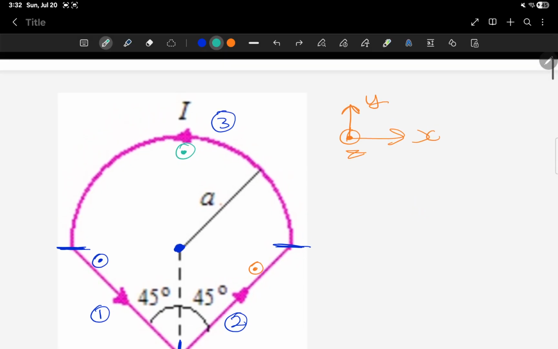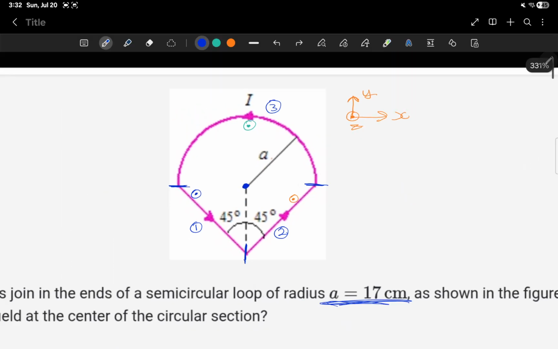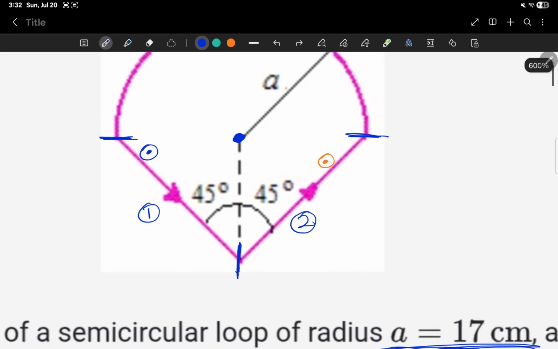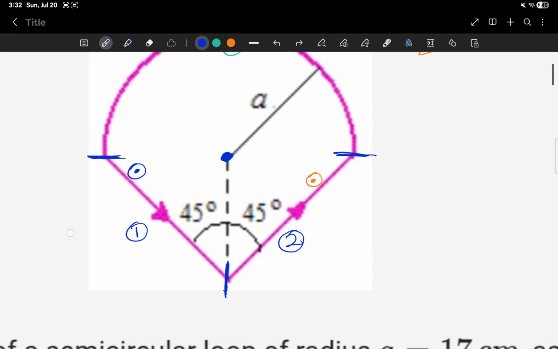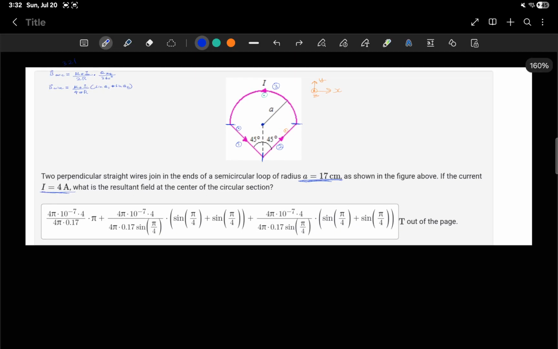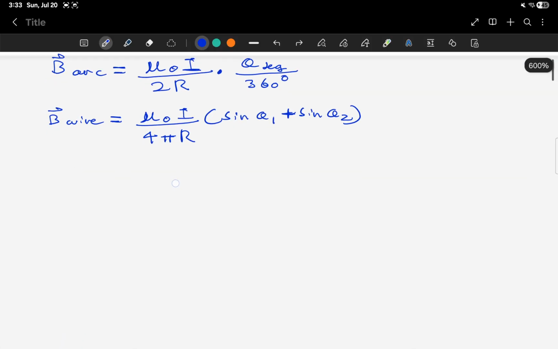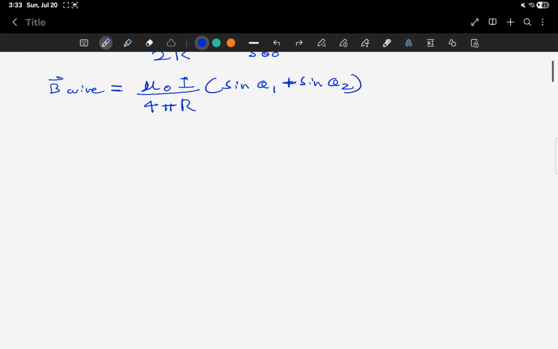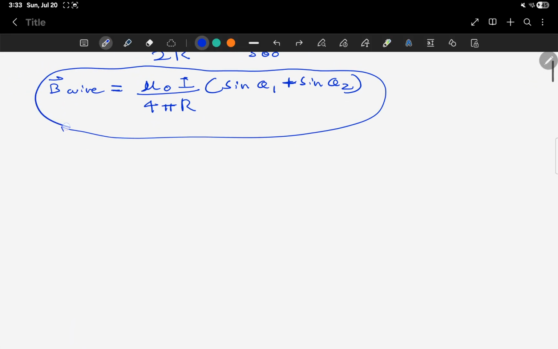Now, moving on to the wires. You guys can figure out the magnetic field using the right-hand rule on your own. I'm going to start using the formulas to actually find the magnetic field. I'll start with the wires. So that's the formula for the wires.